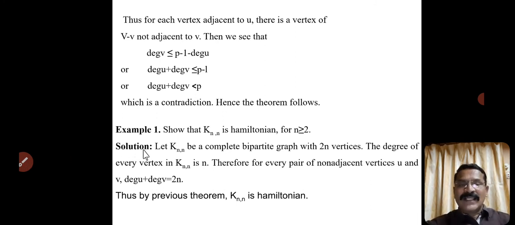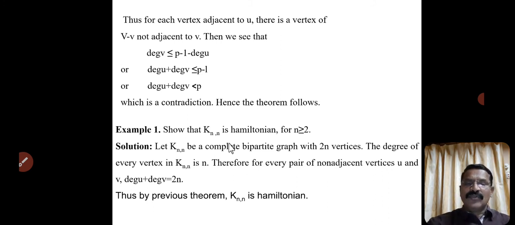The example is: show that K(n,n), a complete bipartite graph, is Hamiltonian. Complete bipartite graph means it is possible to partition the vertex set V into two disjoint subsets V1 and V2. So it is K(n,n); the vertex set V1 contains n vertices, and similarly V2 also contains n vertices, like K22, K33, K44, like that. Show that the graph K(n,n) is Hamiltonian for n greater than or equal to 2.